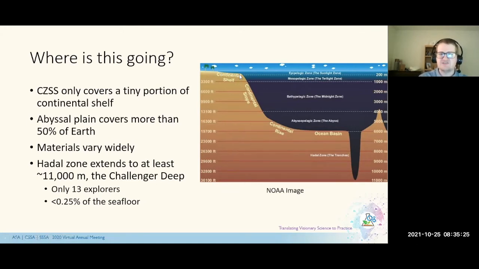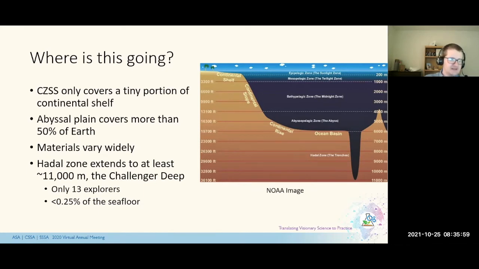The continental shelf extends to several hundred meters water depth, much deeper than the 2.5 meters, right, that the NRCS is usually looking at. And then, of course, the deepest zones in the sea go down to something like 11,000 meters. And so there's this abyssal plain that covers more than 50% of the Earth, and that is between 4,000 and 6,000 meters in water depth. The materials do vary widely across all of this, from the continental shelf all the way down to that ocean trench. And they're not very well explored, right?